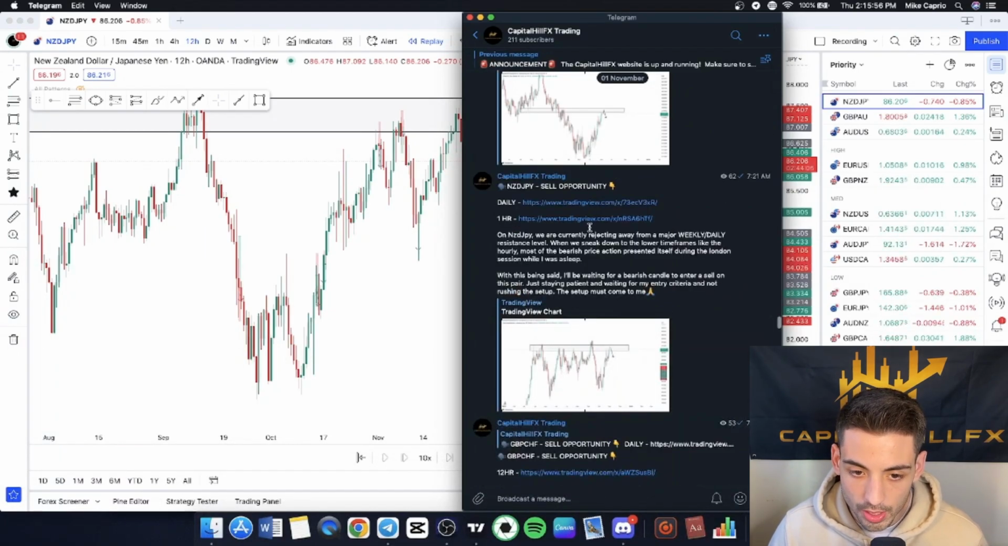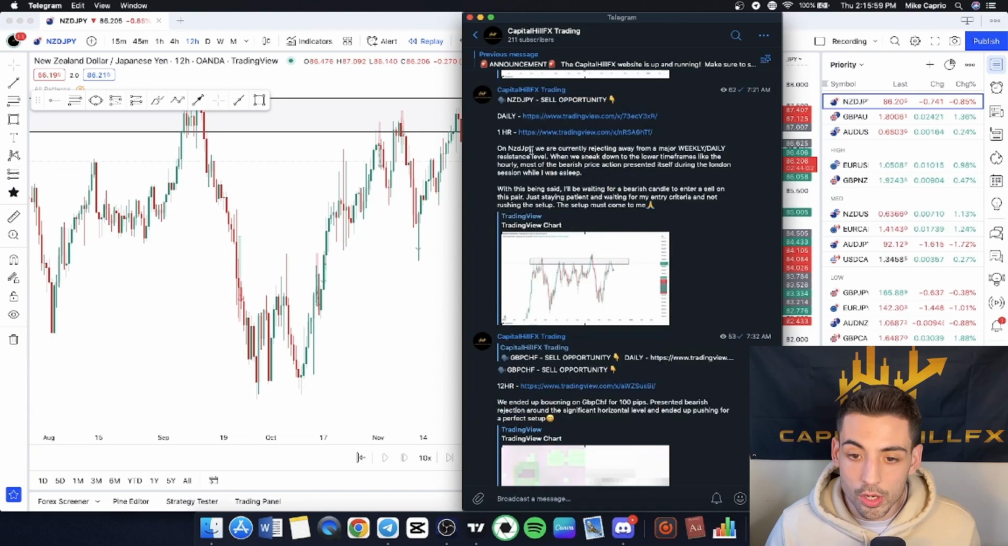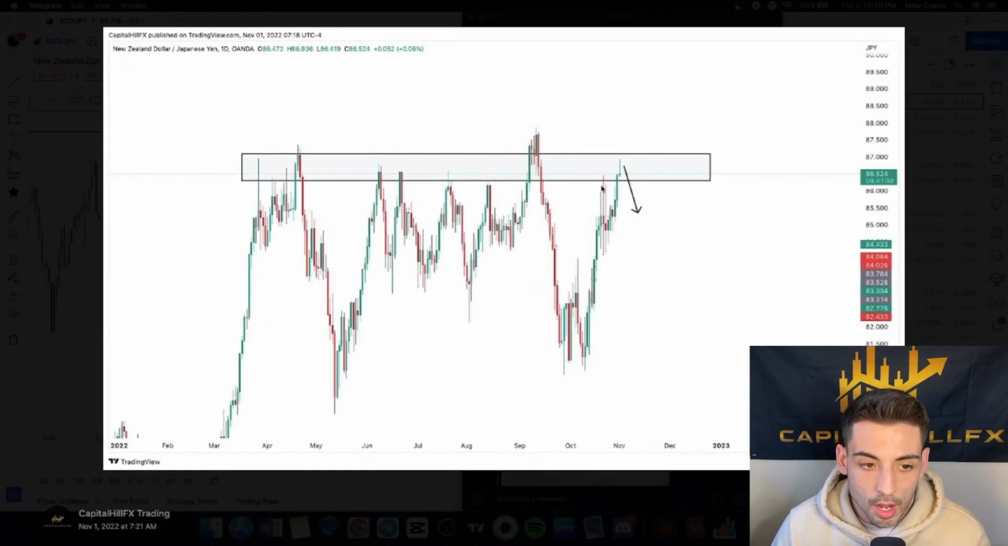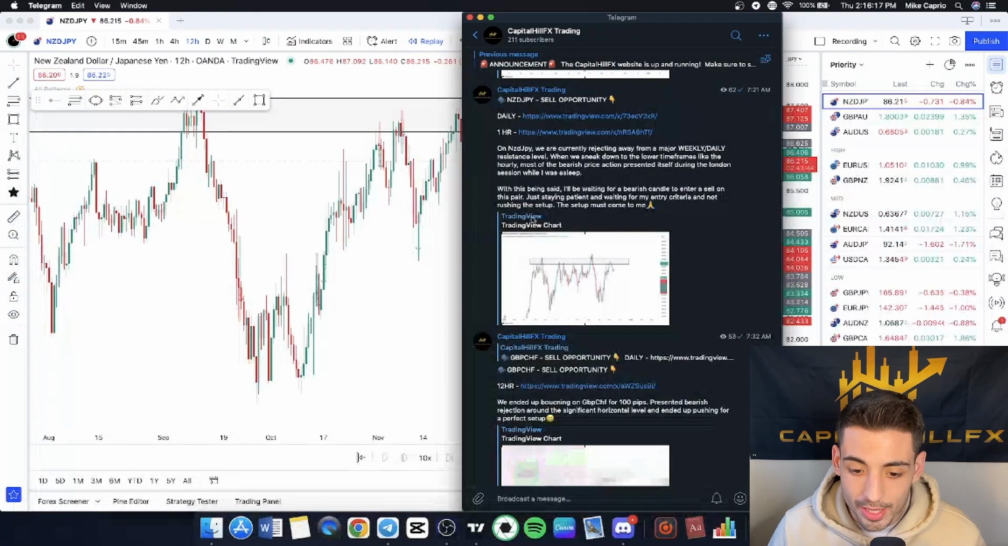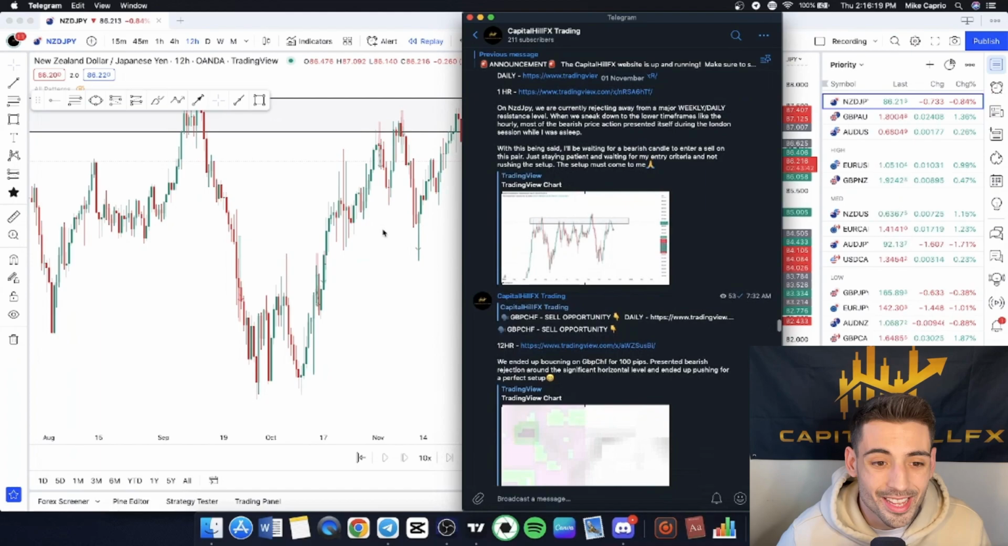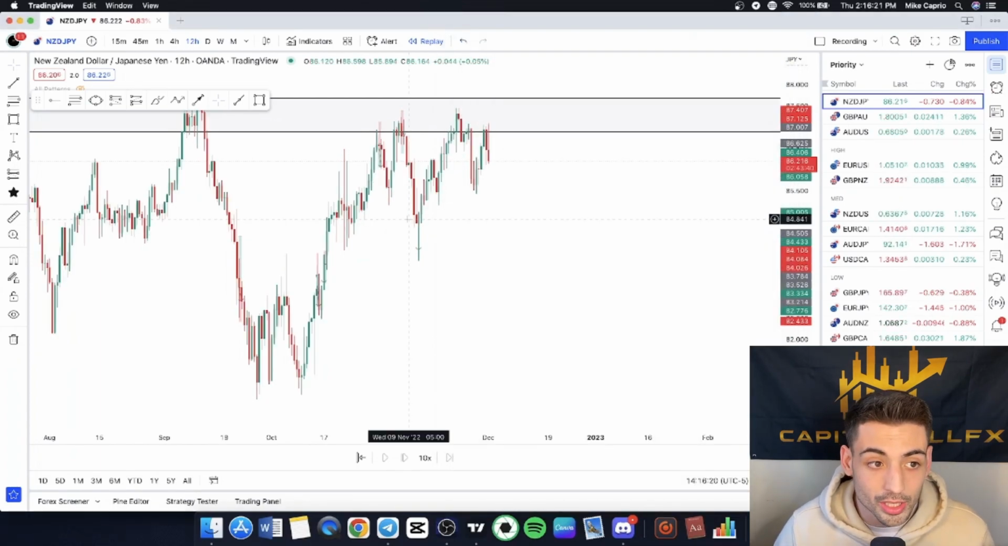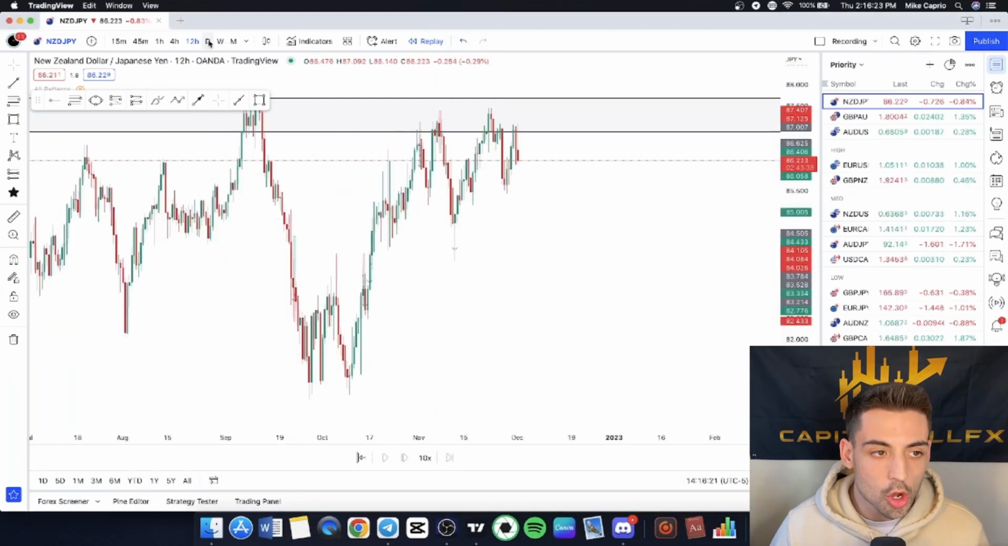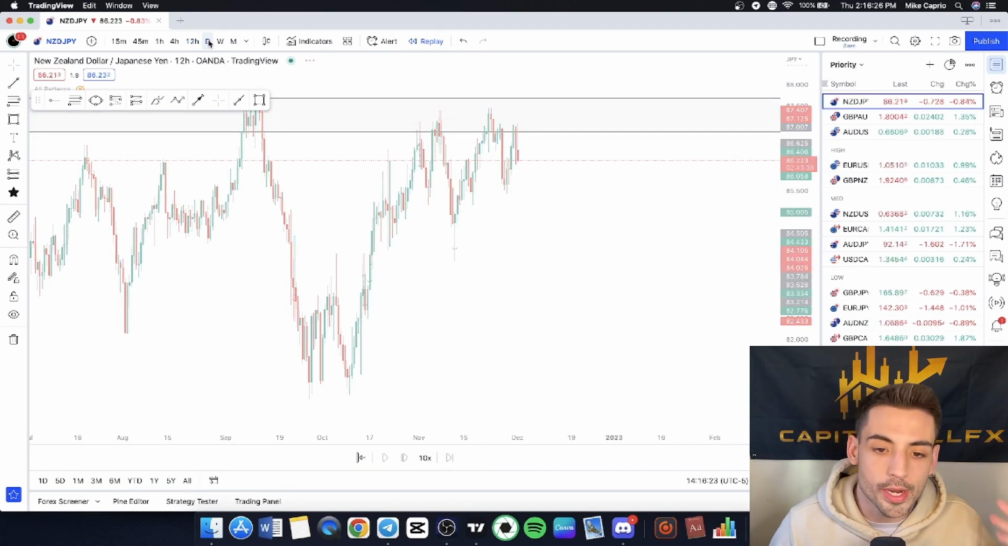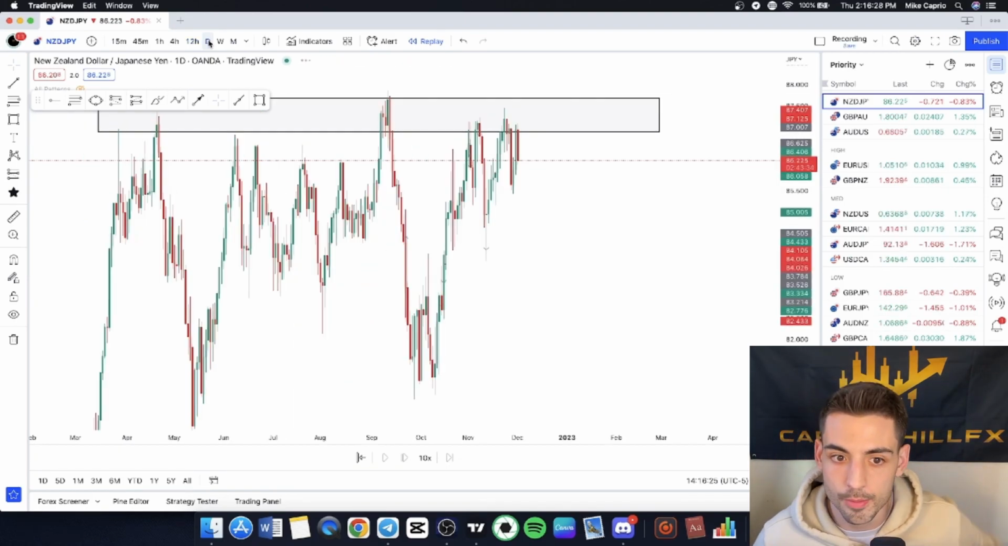Here it is. On NZD/JPY, we are currently rejecting away from a major weekly, daily resistance level. With this being said, I'll just be waiting for a bearish candle to enter a sell on this pair. And this is the exact setup of what I was looking at on NZD/JPY on November 1st. So let's head to the chart and look at the exact trading setup. I'm going to go back to the daily time frame and reiterate my trading strategy, although I pretty much said it in the first minute of this video.